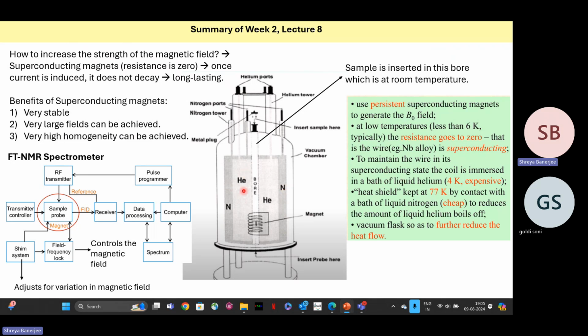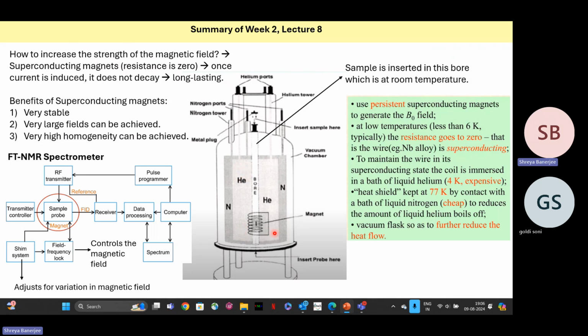So you can see liquid helium is given here. This coil is your wire through which you are passing the electric current, which is becoming the electromagnet. Now, this wire is submerged in liquid helium, which has a temperature of 4 Kelvin, which brings the temperature of this wire down and makes it superconducting. But liquid helium is very expensive.